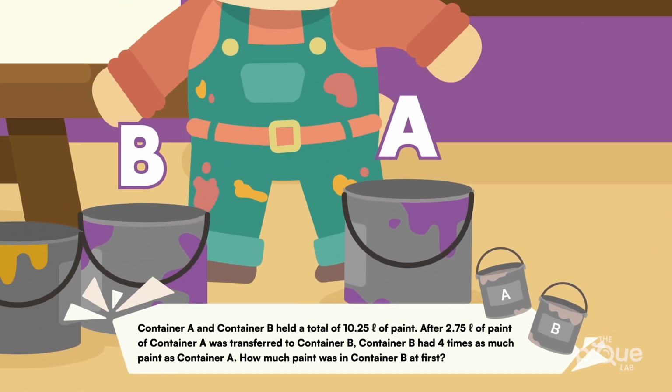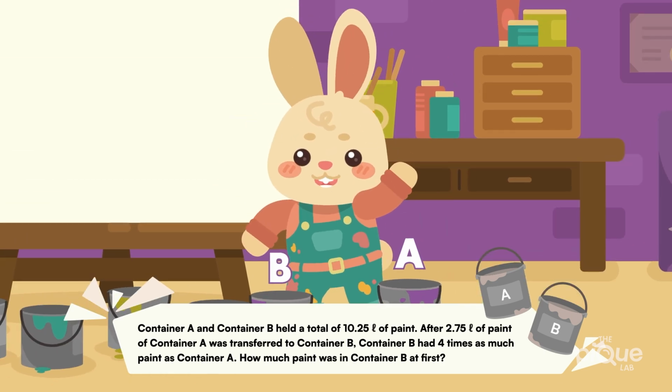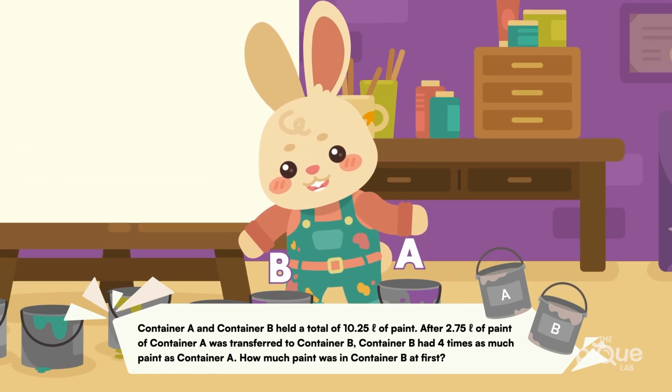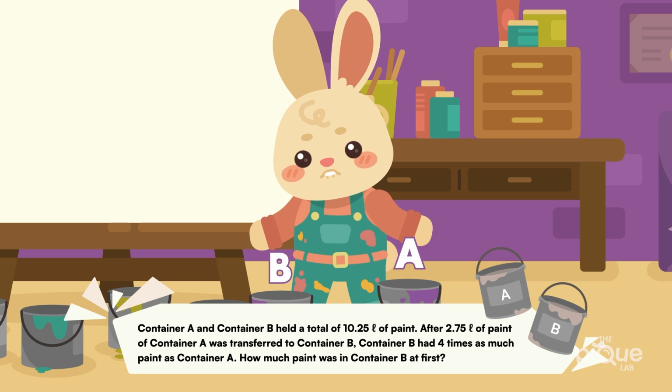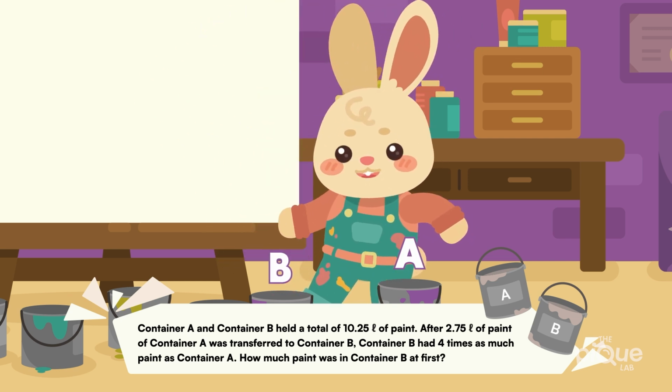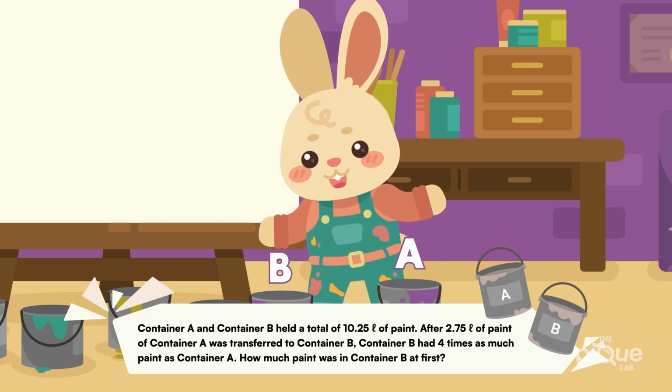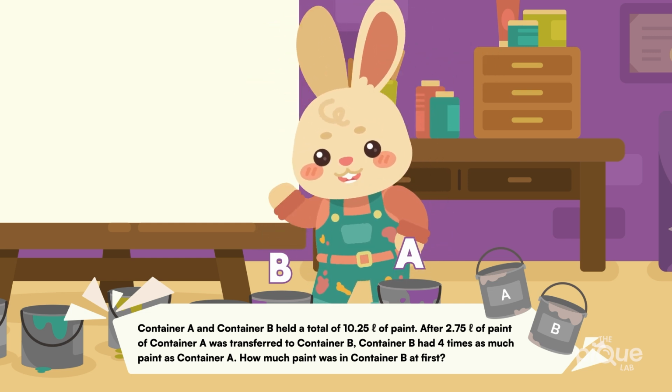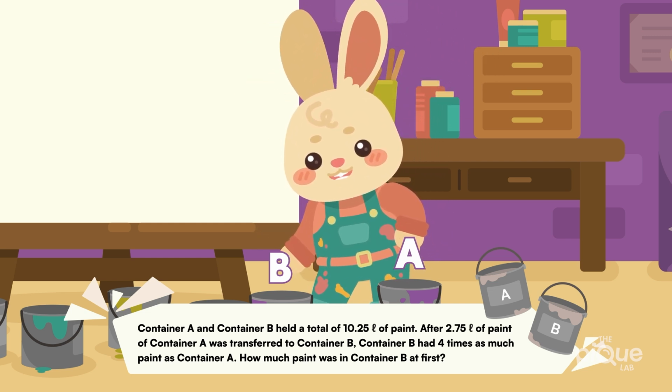Container A and container B held a total of 10.25 liters of paint. After 2.75 liters of paint in container A was transferred, container B had 4 times as much paint as container A. How much paint was in container B at first?